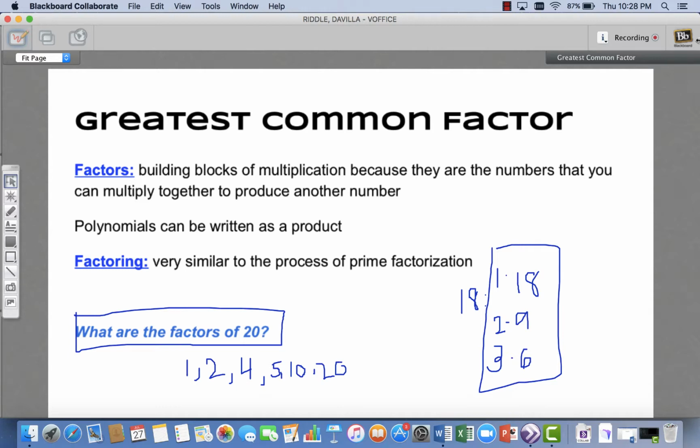And something cool is that if you draw a rainbow, when you multiply these numbers together, the product always comes out to 20. So, good job.